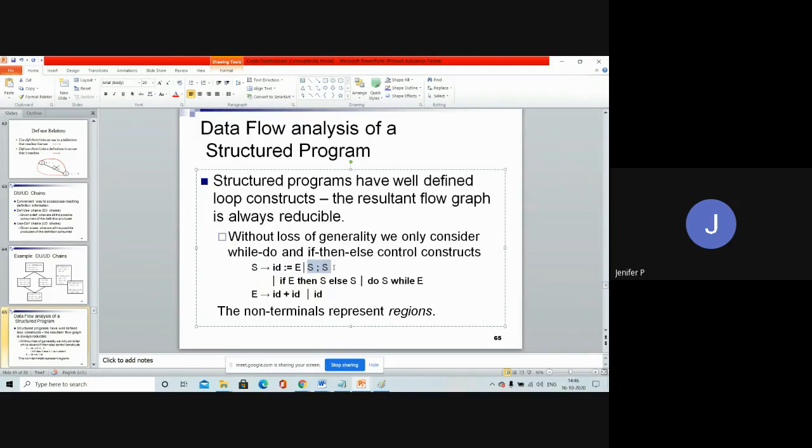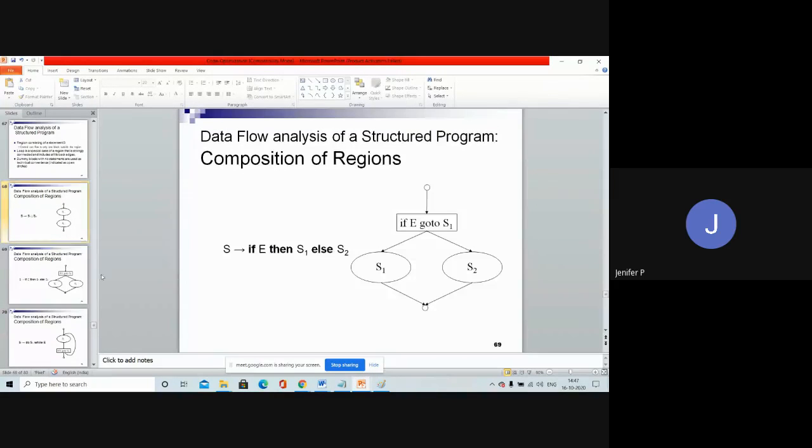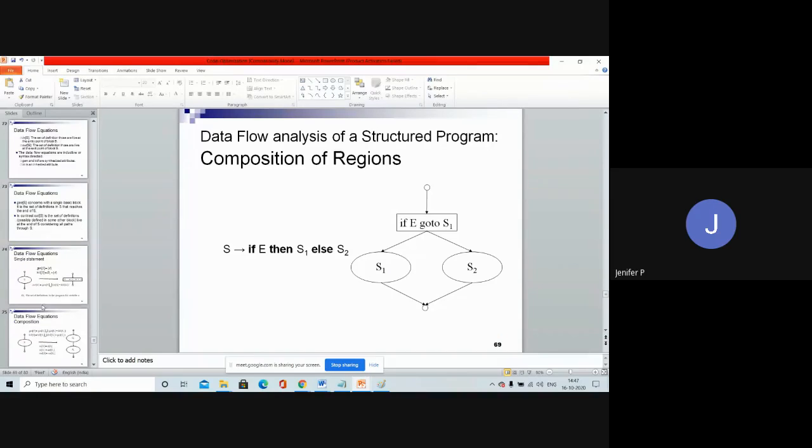Or it may be a set of statements, or if, then else, or do while. An expression may be an addition, some arithmetic operation, or simply an identifier. For all these constructs you are going to see the data flow equation. Here is the control flow graph, and I will show you the equation.